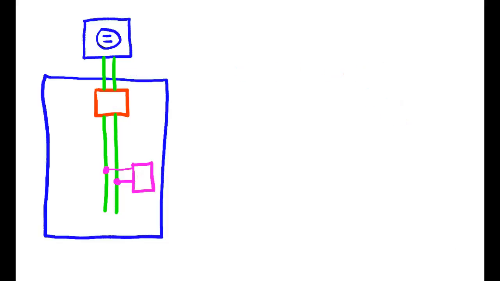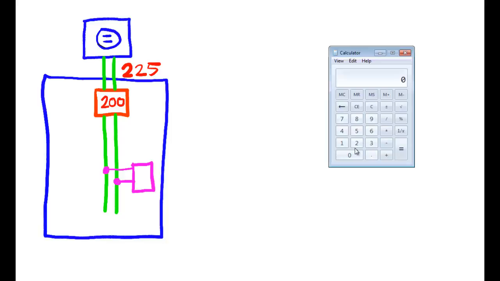Alright, I'm going to give you one more to try. Let's say the rating of the main service is 225 amps. And let's say that the rating of the main breaker is 200 amps. This one may be a little bit difficult to do in your head, so there's no shame in using a calculator. So if you need to use a calculator, go ahead and stop the tape and then come back when you have your answer.